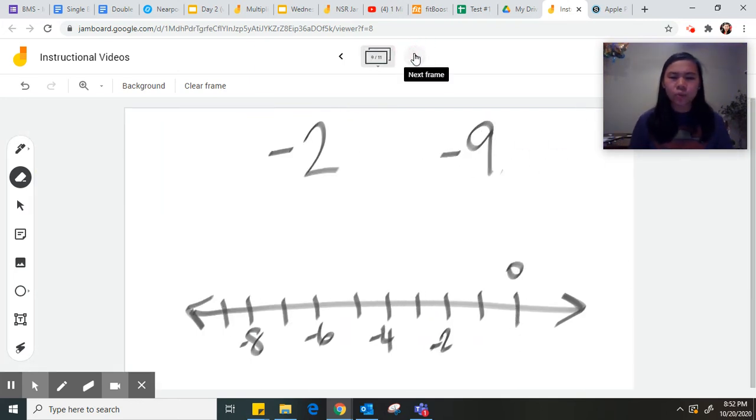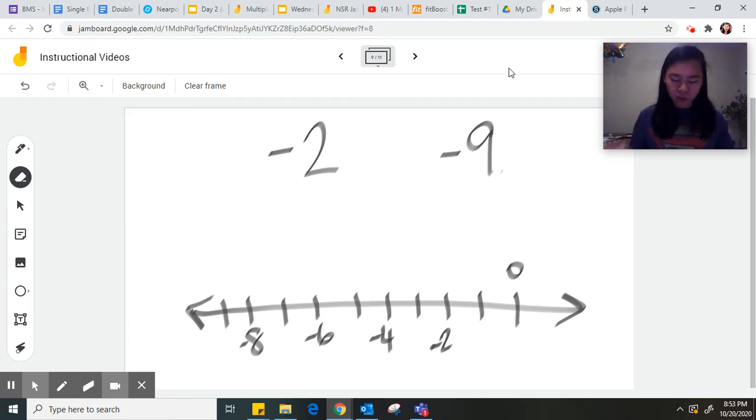Now, what if we have an example with 2 negatives? What if I'm comparing 2 negative numbers? Same thing. A lot of you guys are going to want to say that 9 is greater than the 2, right? But we don't have a 9 and a 2. We're comparing a negative 9 and a negative 2. Okay, so say you don't really know.